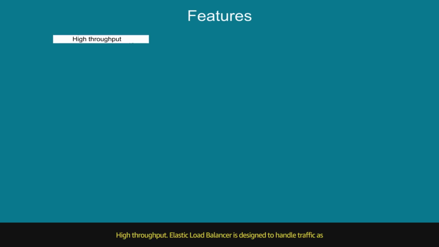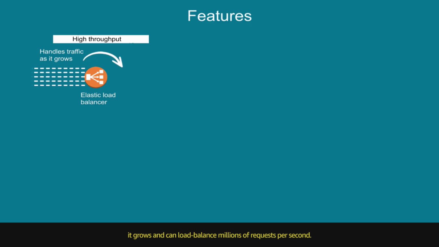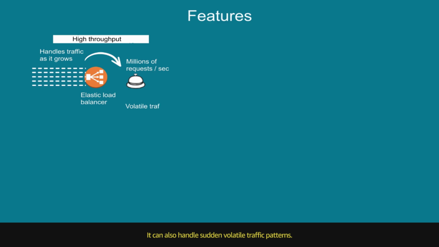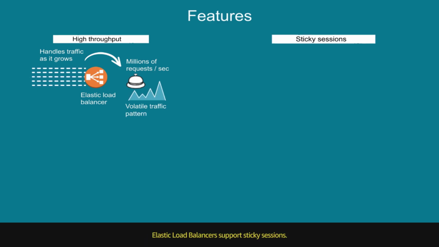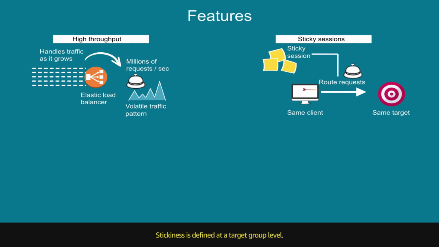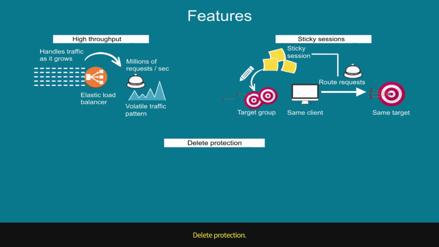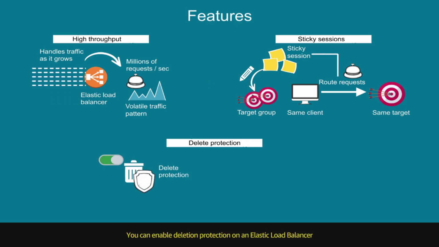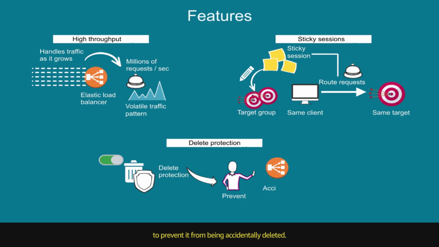High throughput. Elastic Load Balancer is designed to handle traffic as it grows and can load balance millions of requests per second. It can also handle sudden volatile traffic patterns. Elastic Load Balancers support sticky sessions. Sticky sessions are a mechanism to route requests from the same client to the same target. Stickiness is defined at a target group level. Delete protection. You can enable deletion protection on an Elastic Load Balancer to prevent it from being accidentally deleted.